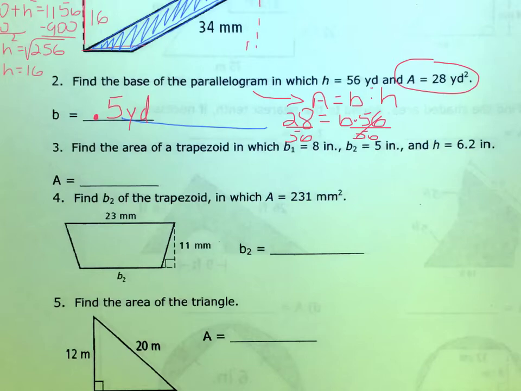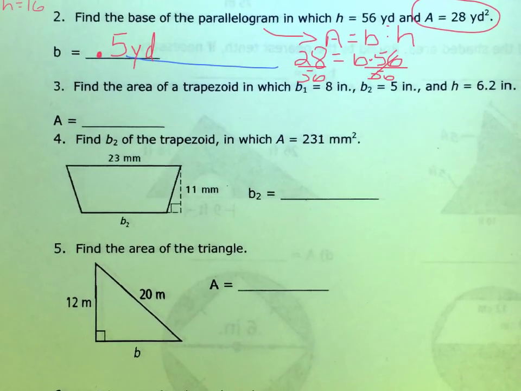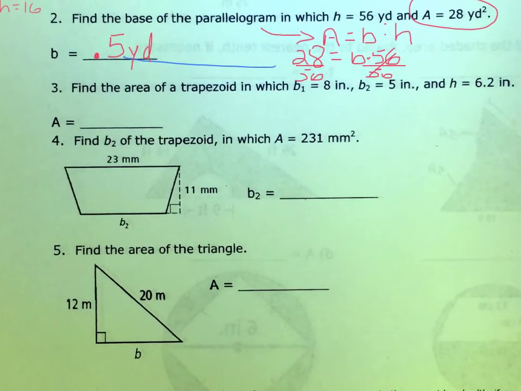Yes, Alondra. Don't you have to do 28 over 28 because that's the total? And then 28 equals base times height. Since you need to get rid of the height, and that's 56, you divide, because the opposite of multiplying by 56 is dividing by 56. It's not square. It's just 28. No, it's 28 yards squared. It's yards squared. That's the unit of measure, square yards.